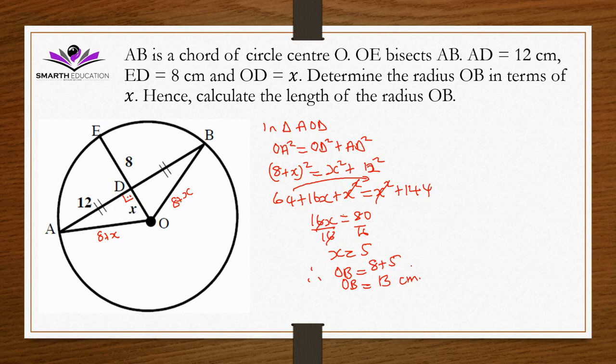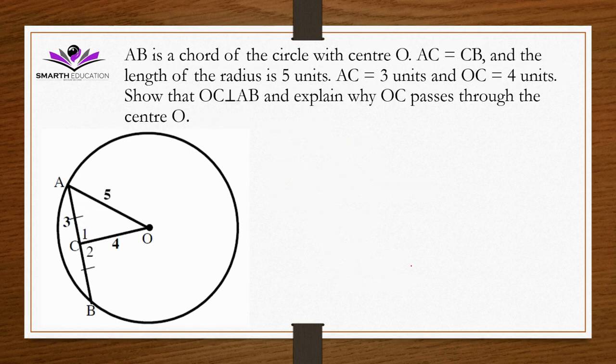Okay, right. Now let's do the last question. The last question says, AB is a chord of the circle with center O. AC is equal to CB, and the length of the radius is 5 units. AC is 3 units and OC is 4 units. Show that OC is perpendicular to AB and explain why OC passes through the center of the circle.